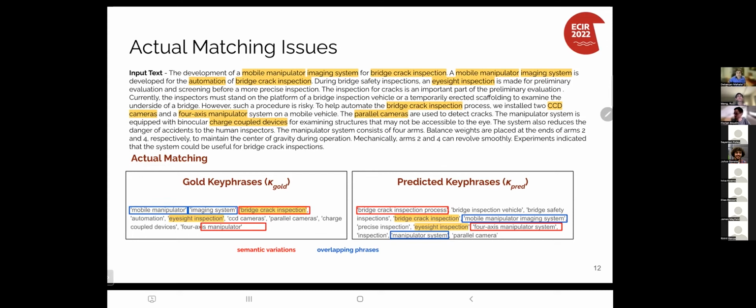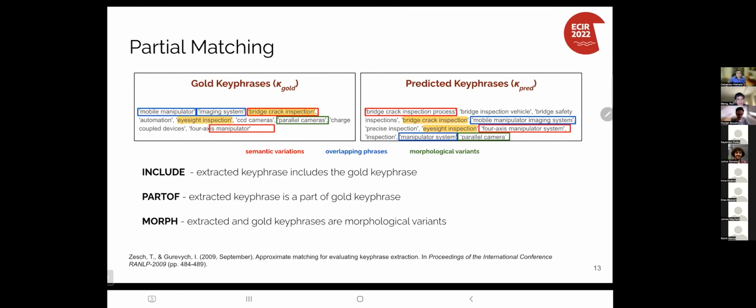Then morphological variants, and these are caused by simple variations. For example, in the predicted key phrases, we have parallel cameras versus parallel camera in the ground truth. So it's just the S which comes in the way. And it is a common practice actually to stem these key phrases in order to address these morphological variations during the exact matching evaluation. So all of this led to the idea of partial matching.